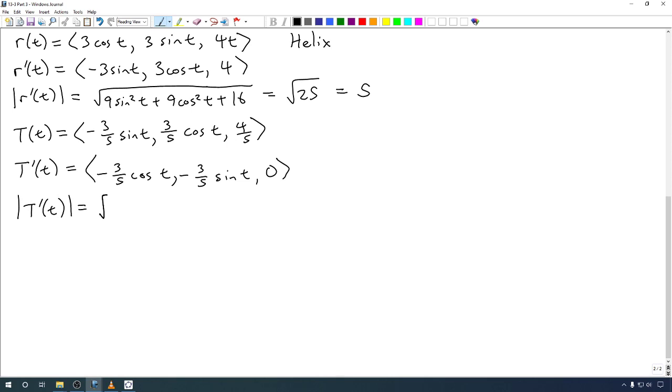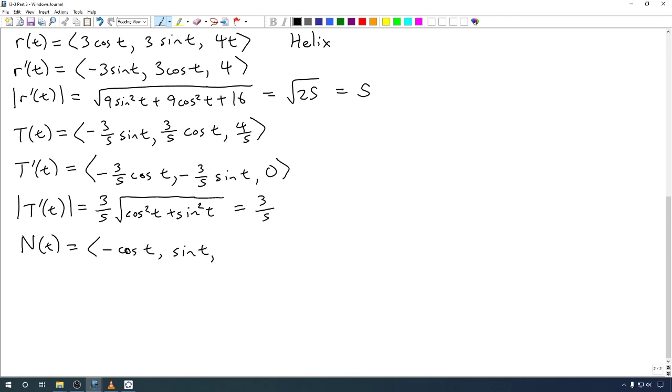What we can do here is pull out the 3/5, so that'll be out in front of our square root. We have cosine squared plus sine squared, and hopefully it's pretty easy to see that that turns into a 1. So overall, we get 3/5 as our magnitude. And so the unit normal, if we divide by 3/5, we get negative cosine t, negative sine t, and 0. Sorry, I forgot the negative sign on the sine. So this is actually very similar to what we had in the previous one.